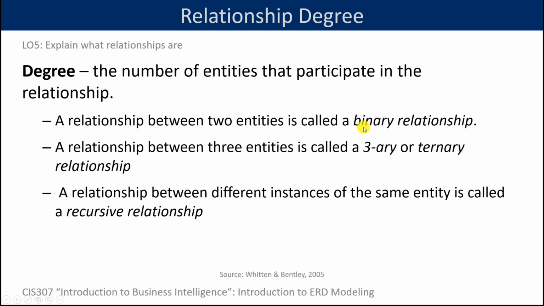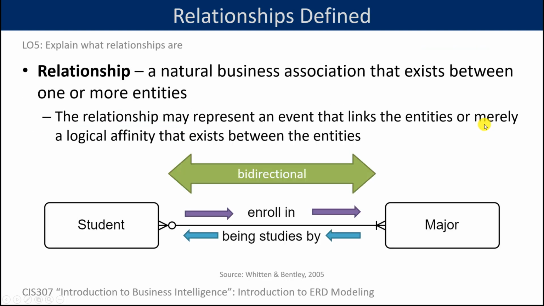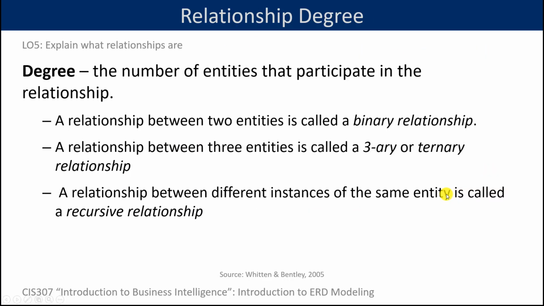A relationship between two entities is called a binary relationship. So for example, this relationship is a binary relationship because it has only two entities. A relationship between three entities is called a ternary relationship, which means it's a relationship among three entities. A relationship between different instances of the same entity is called a recursive relationship. So we are talking about an entity being related to itself. An example of that would be an entity called class. We're talking about a class at a university. The reason it's related to itself is that some classes are prerequisites of other classes, so we need to capture that link. So that's an example of a recursive relationship where the entity that we call class is related to itself.